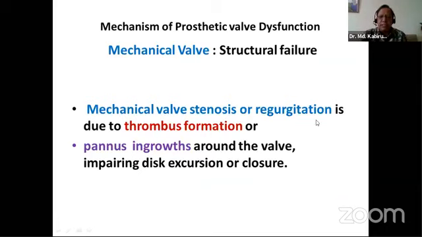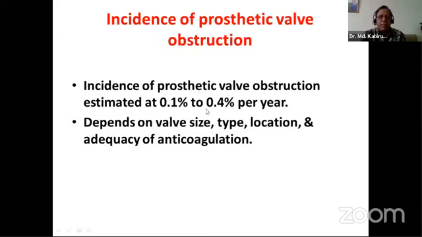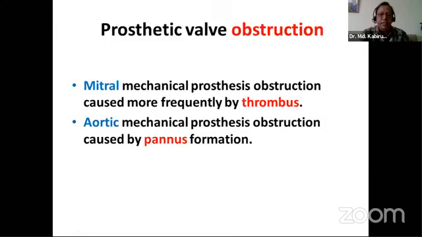Mechanical valve stenosis or regurgitation is due to thrombus formation or pannus growth around the valve, impairing disc excursion or closure. There may also be other structural failure, like faulty design or wear and tear of the prosthetic material, resulting in disc escape or incomplete valve closure. These are rare nowadays. The incidence of prosthetic valve obstruction is estimated at 0.1% to 0.4% per year, and it depends upon the size, type, location, and adequacy of anticoagulation.